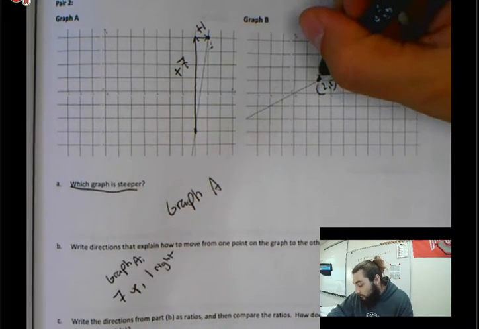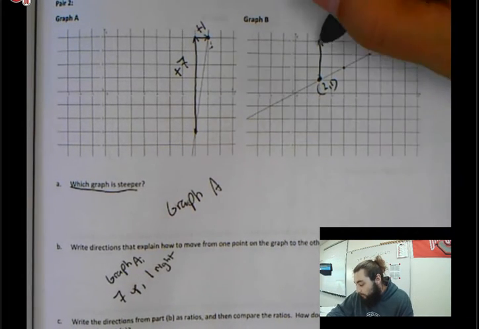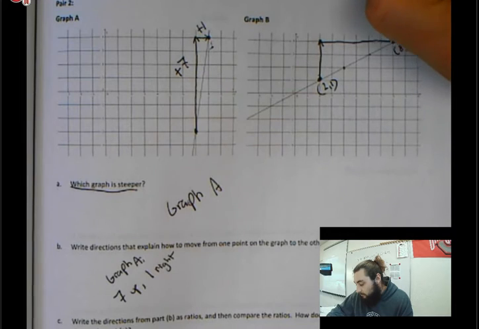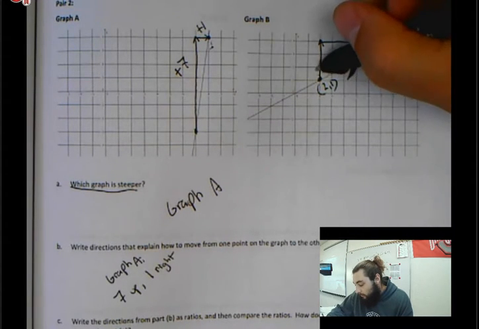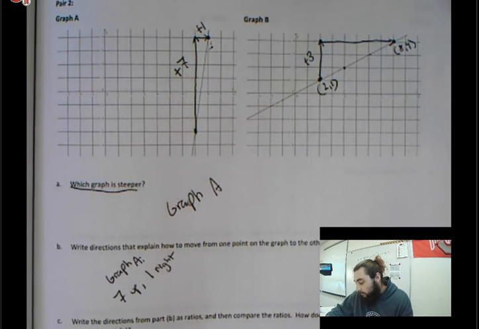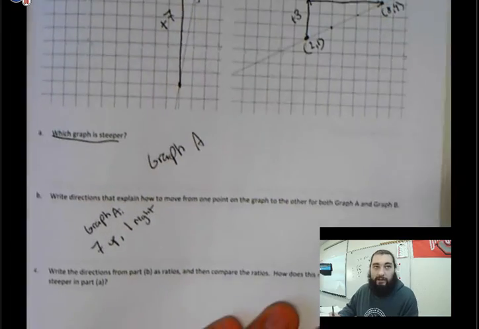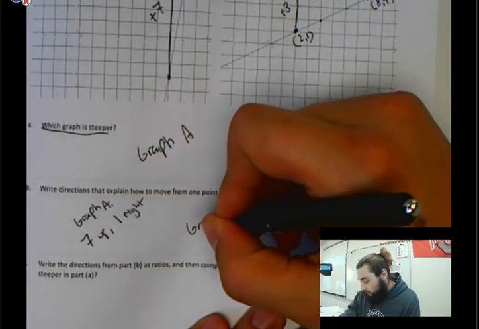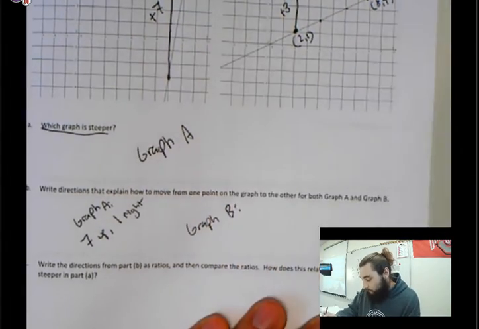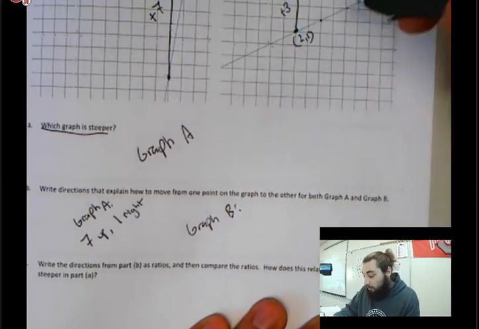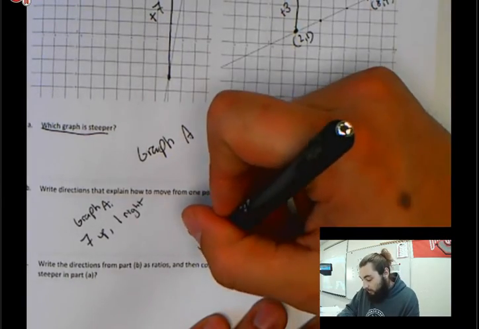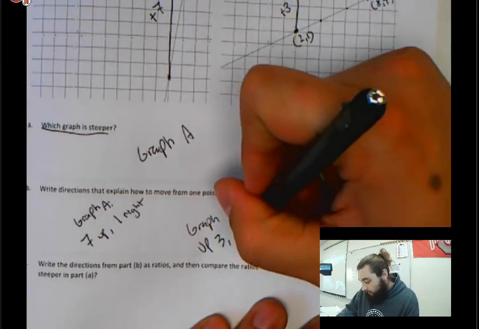So we go up, and then we go to the right to get to this one. So we go up 1, 2, 3, going up 3, and we're going to the right 1, 2, 3, 4, 5, 6. Okay, so that is a plus 6. And so for graph B, the way we go from one point to the next is go up 3, and then we go 6 to the right.